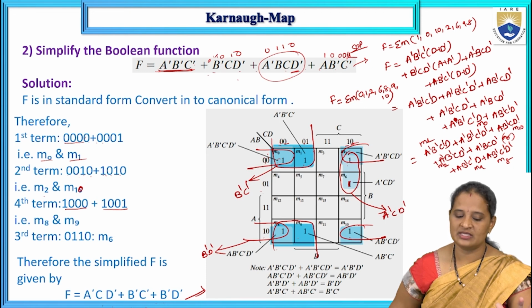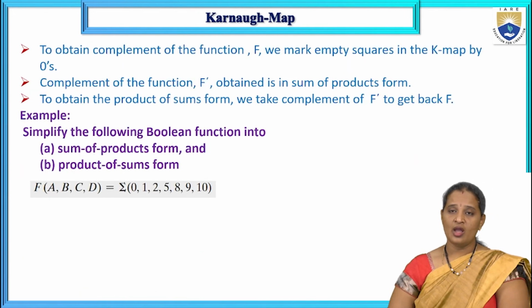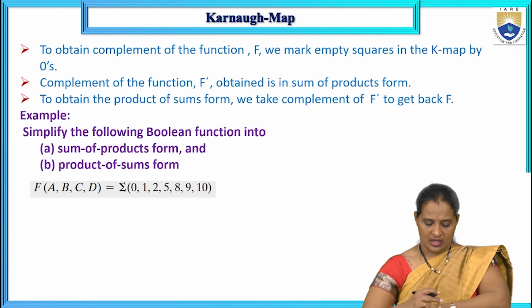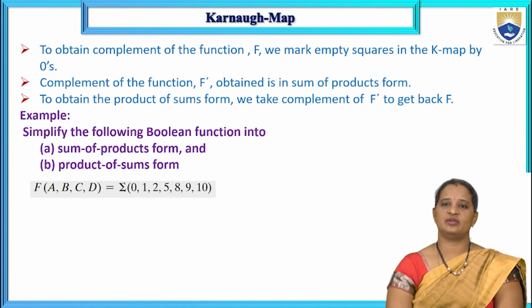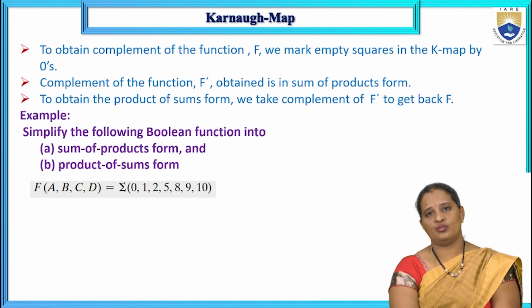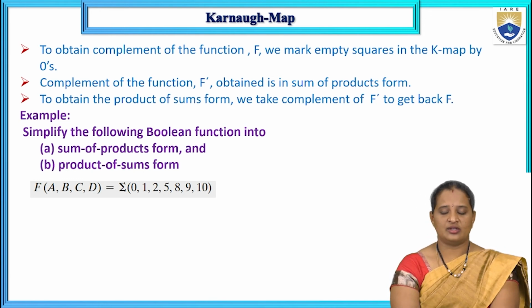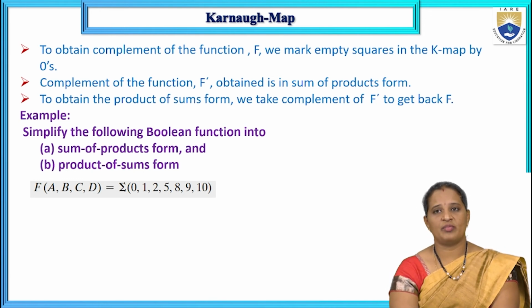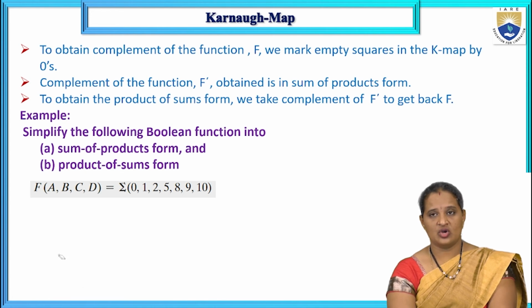So this is the simplified expression. Now one more thing. That is how we can simplify the Boolean expression. Now we have one more thing to remember, which is how to obtain the complement of the function. So how can we get the complement of a Boolean expression using K-map?